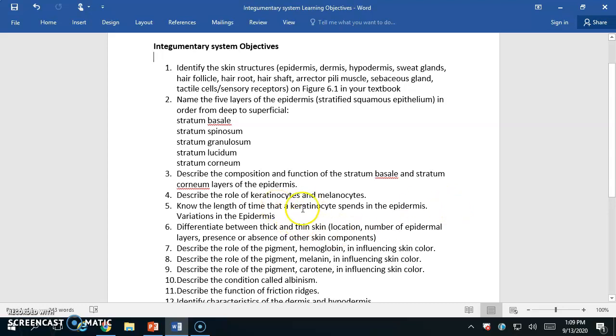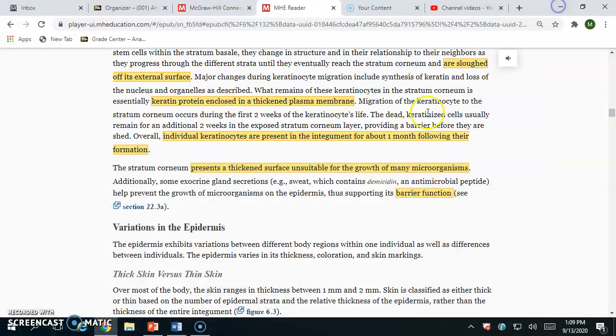So we want you to be familiar with how long a keratinocyte stays in the epidermis. They're there for about a month. It takes them about 2 weeks to get to the stratum corneum, and then they spend about 2 weeks in the stratum corneum, being part of the protective barrier. So their lifespan is about a month.